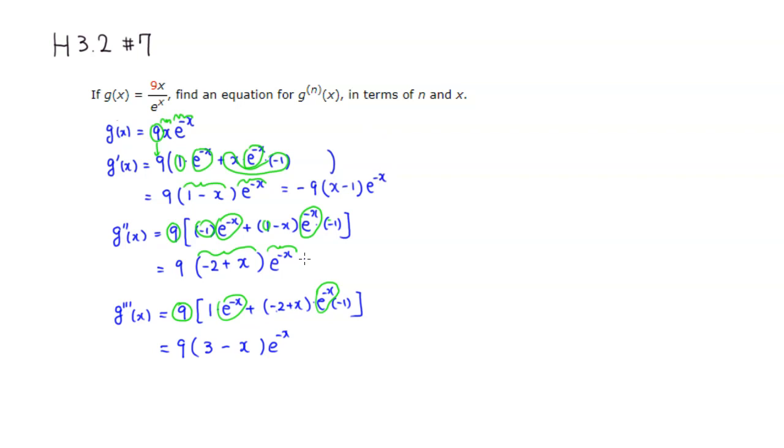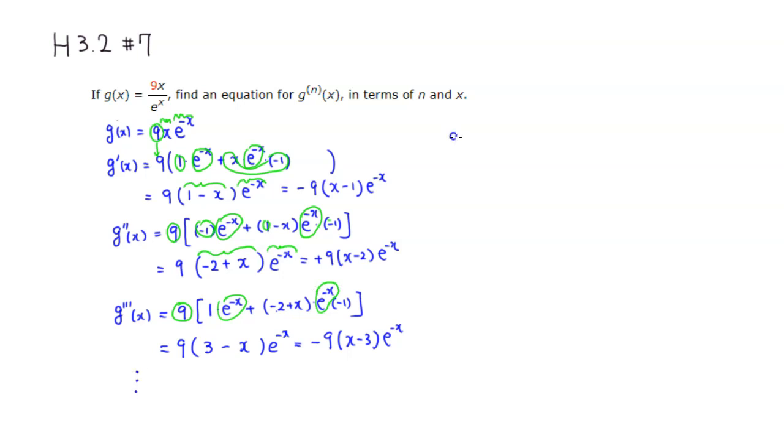And here, I'm going to simply write it. This is going to be positive 9, then you have x minus 2, e to the negative x. And then after that, it looks like the sign alternates: negative 9, and then x minus 3, e to the negative x. So we can probably detect the pattern here.